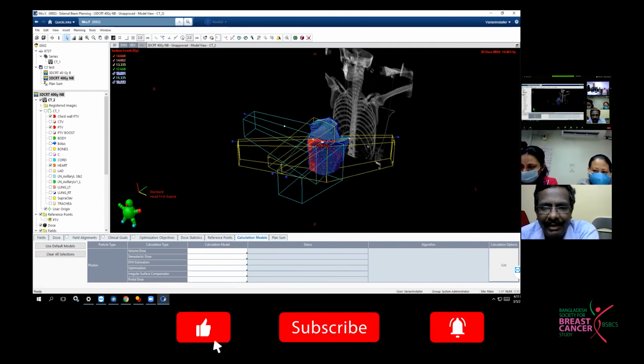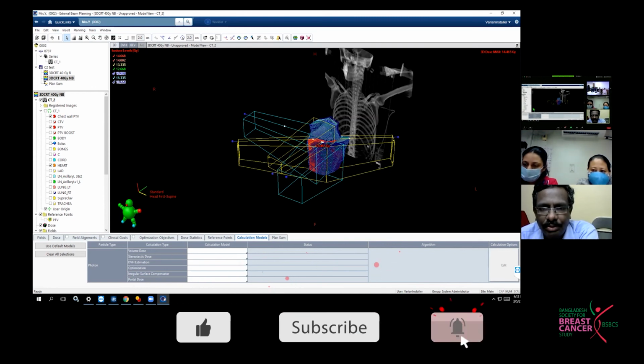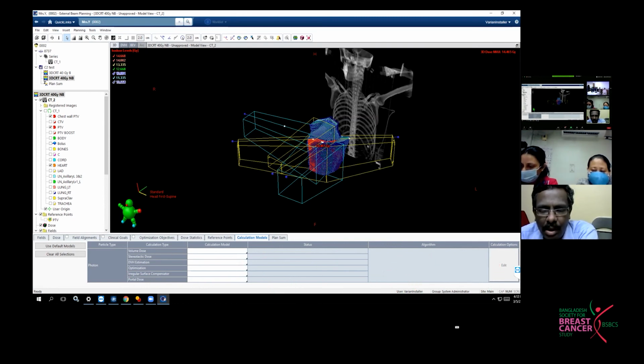Mostly when you're trying to evaluate a plan for breast, at least 95% of the volume should receive 95% of the dose. That is one thing, and the OAR critical doses to keep under control. The hotspot, you try to limit it to 107 or 108, which would be a bit difficult for the physicist.